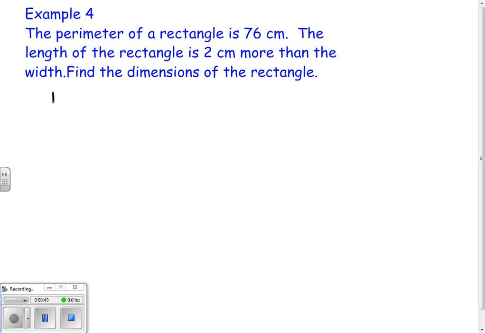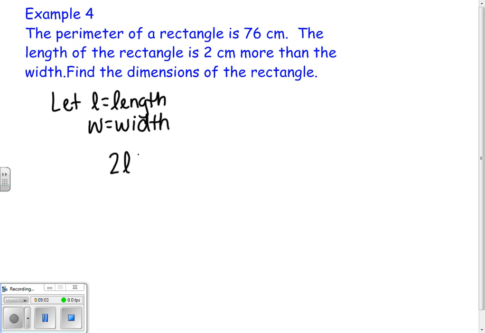So I have a length and a width. I'm going to let L equal the length and W equal the width. All right, the perimeter of the rectangle is 76. I'm not sure how much you remember about perimeter, but the formula is 2L plus 2W, and they got 76. The next sentence: the length is 2 centimeters more than the width.